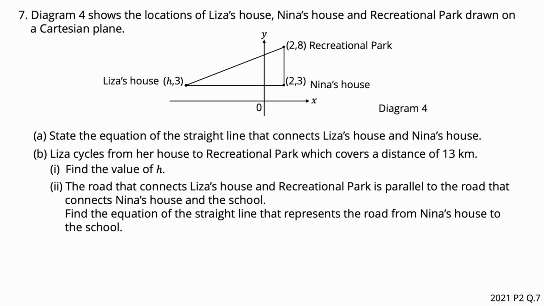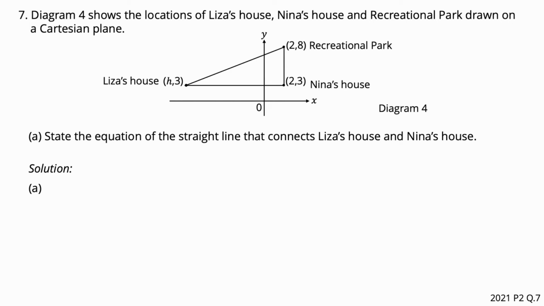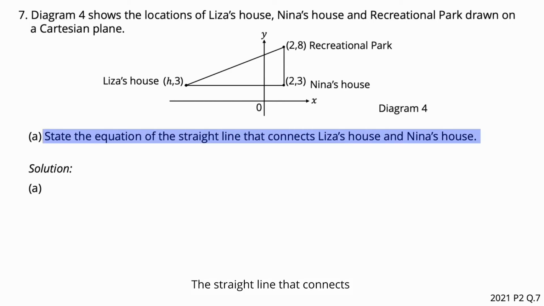Question number 7. Diagram 4 shows the locations of Liza's house, Nina's house, and a recreational park drawn on a Cartesian plane. A. State the equation of the straight line that connects Liza's house and Nina's house. The straight line that connects Liza's house to Nina's house is a horizontal line. Form an equation of y equals 3.